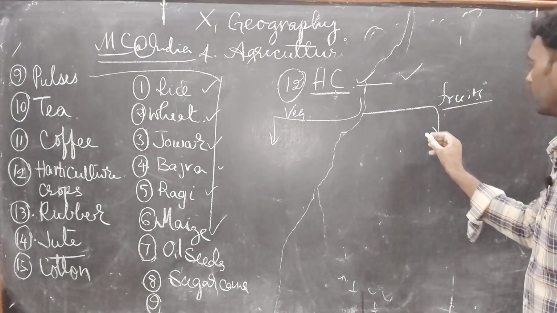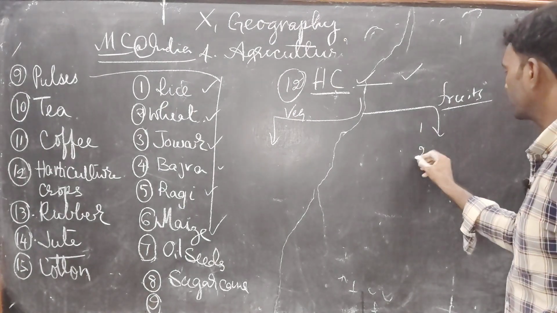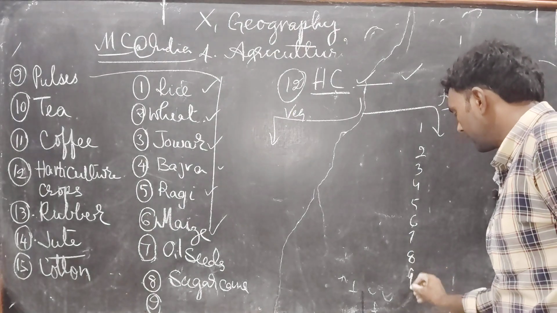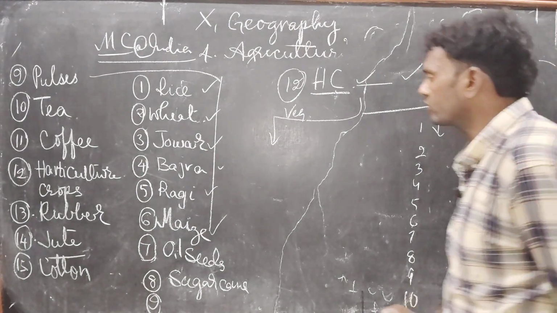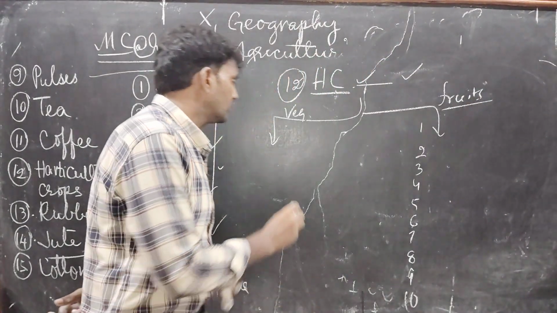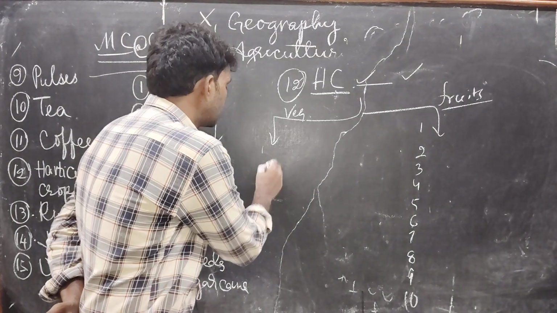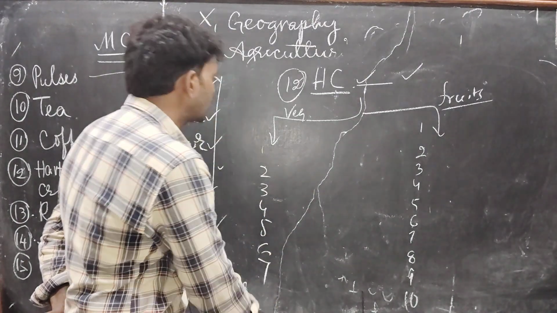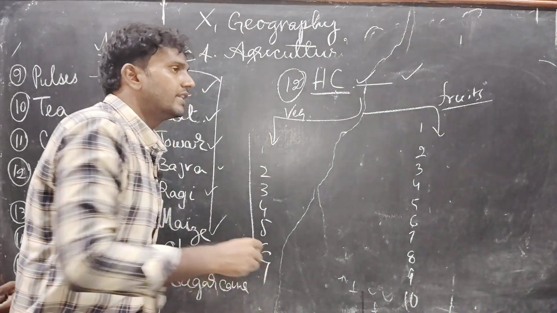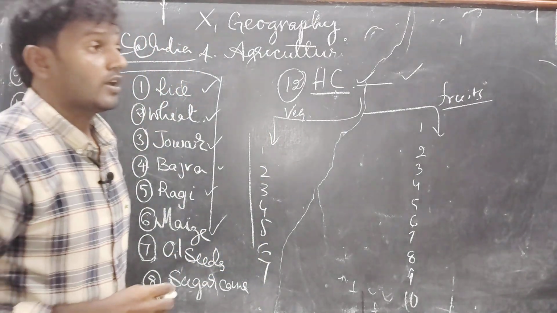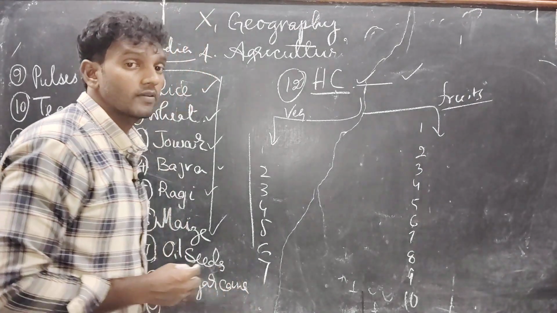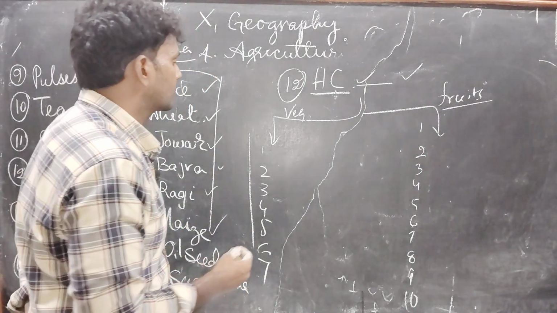Here in fruits, we have 10 important fruits which are cultivated in India. And coming to vegetables, we have 7 vegetables. You know, India is producing a large amount of vegetables and fruits. It is the second largest producer of fruits and vegetables after China.